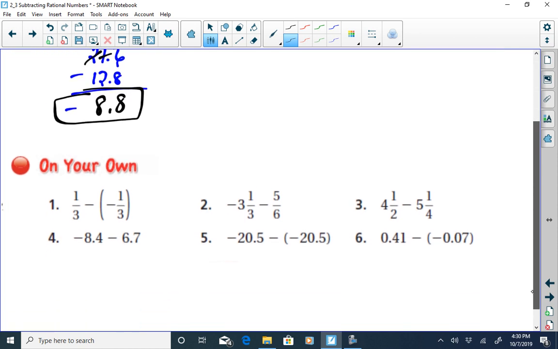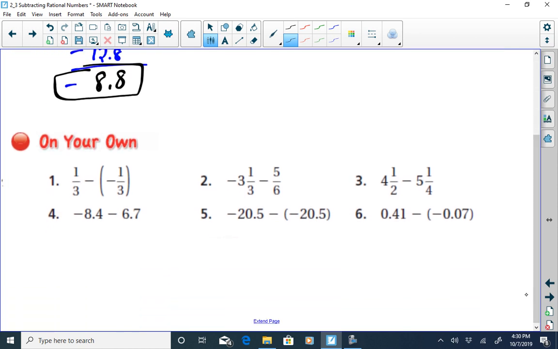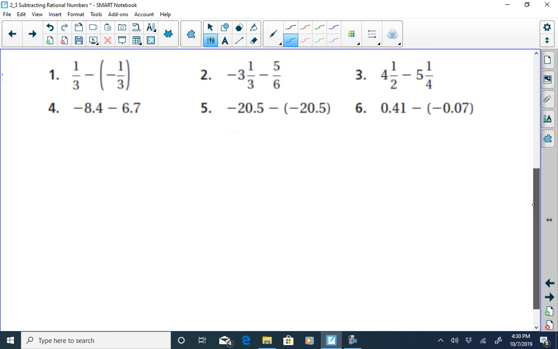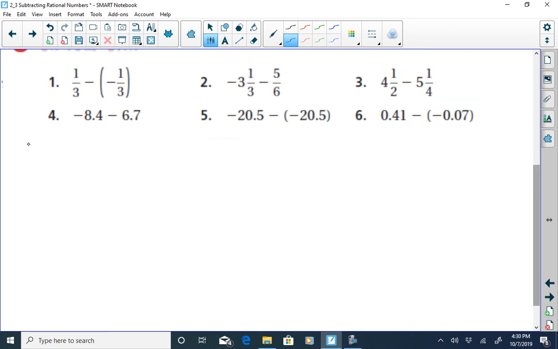All right, let's try each of these examples here. So we have problem number 1. First we write the problem: 1/3 minus -1/3. Then we use the additive inverse, so we add the opposite. Then we see if the denominators are the same or not. Here the denominators are the same.